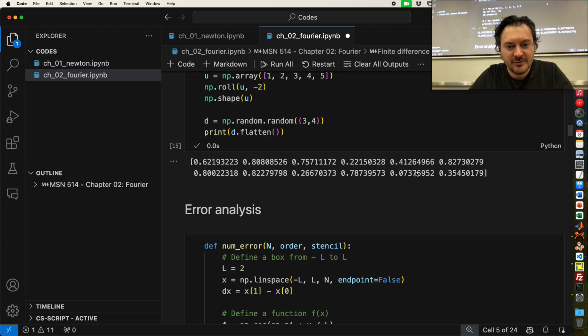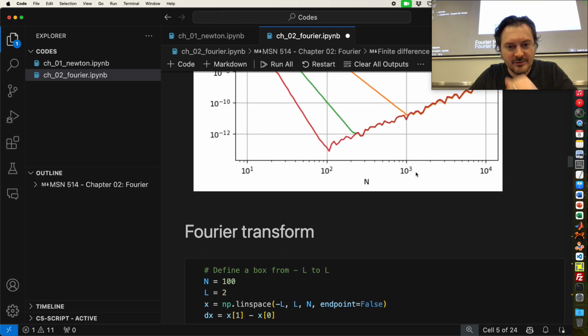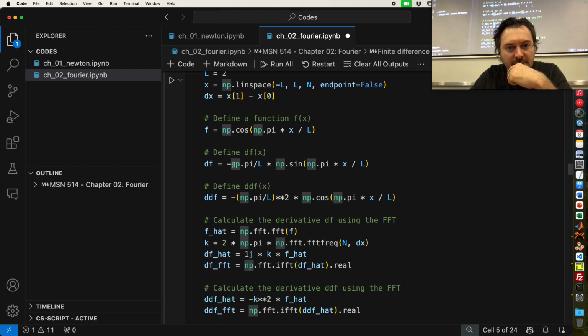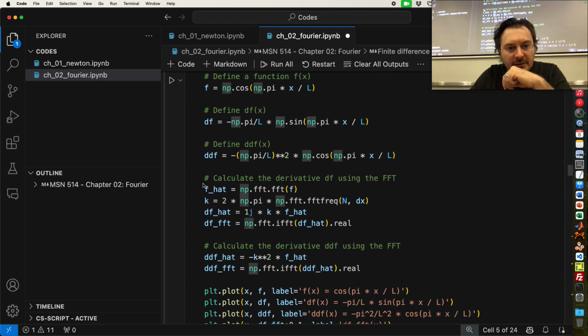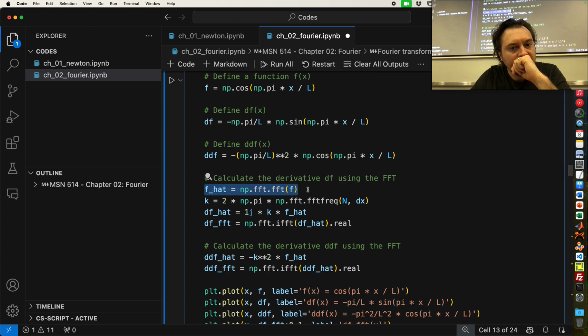Where is my code? Okay. This is the analytical part. So, what are we doing here? Fast Fourier transform. Okay? We are doing fast Fourier transform. Don't worry about it.